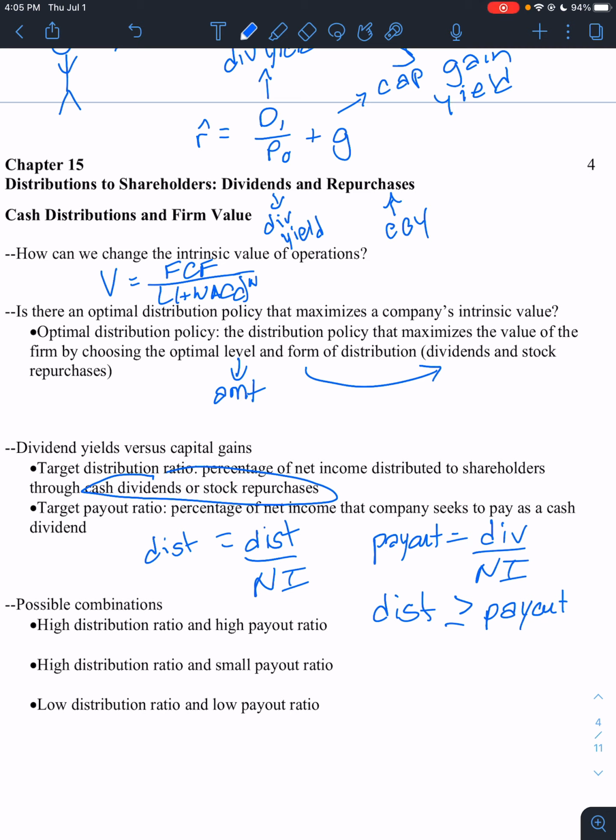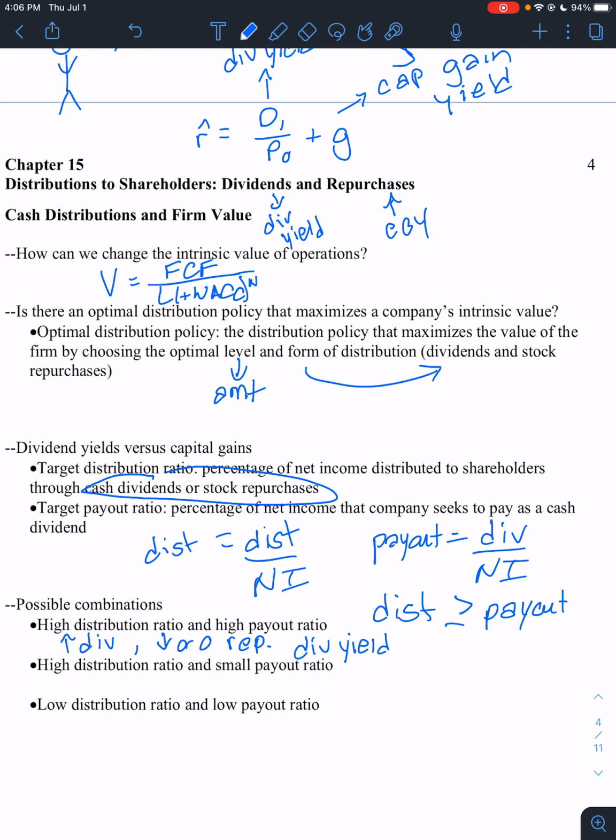But we do know that there are different combinations a firm could have of these two ratios, and those combinations tell us what a firm is actually doing. So if they have a high distribution ratio and a high payout ratio, that means that they're mostly doing actual dividends. They're going to have high dividends. They're going to have low or zero repurchases, which I'll just abbreviate REP there. And as a result, how are shareholders going to get most of their return? They're going to get it as a dividend yield, right? That's how they're going to earn money from the stock, as a dividend yield.